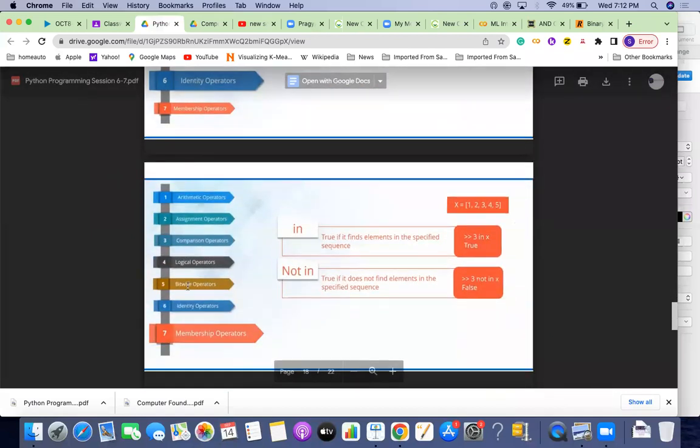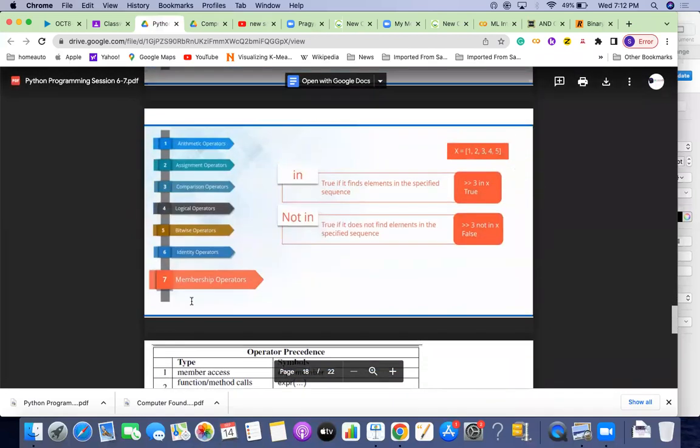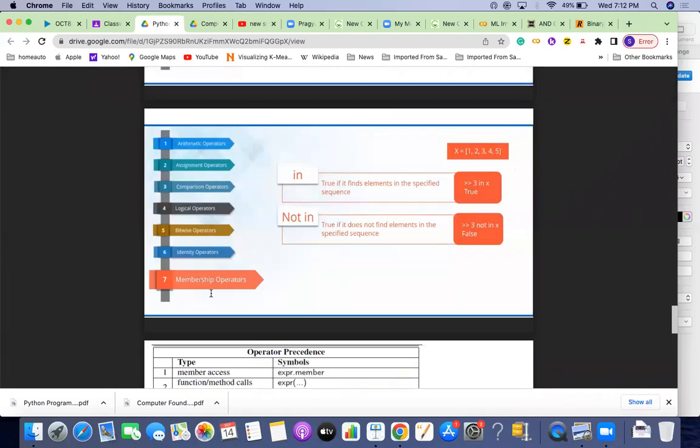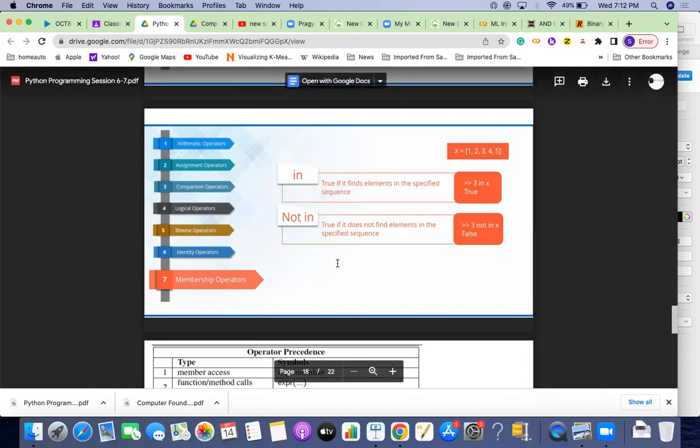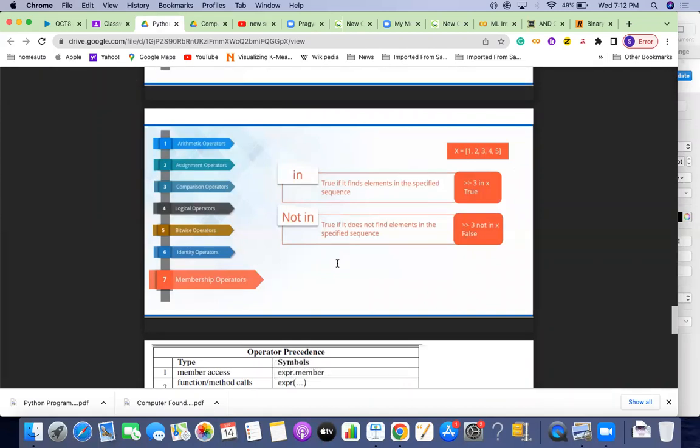Then there are two more operators. What are they? Membership operators. What is a membership? Are you a member of a club? If you are a member of a club, you will say yes. If you are not a member of a club, you will say no. Membership operators will be used when there is collection data. I will explain whether you are part of that group or not. If you are, you will say yes. If you are not, you will say no.